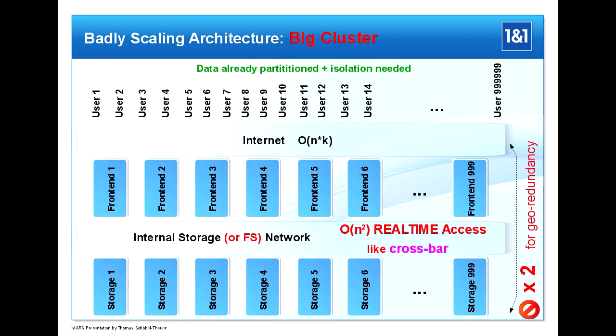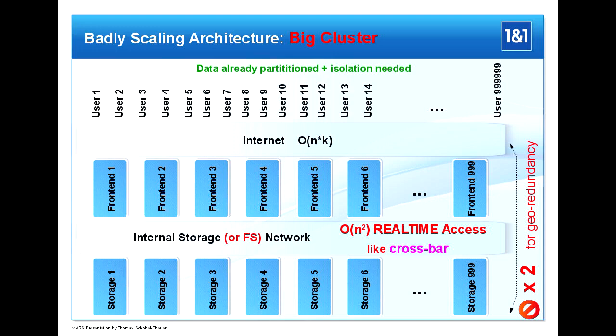So we start with something you probably know already. Big cluster architecture means you have a dedicated storage network connecting storage servers and front-end servers, where the real workload takes place. An interesting observation at this point: any of these N machines is potentially connected with any of the storage servers. This means you have O(N²) connections.